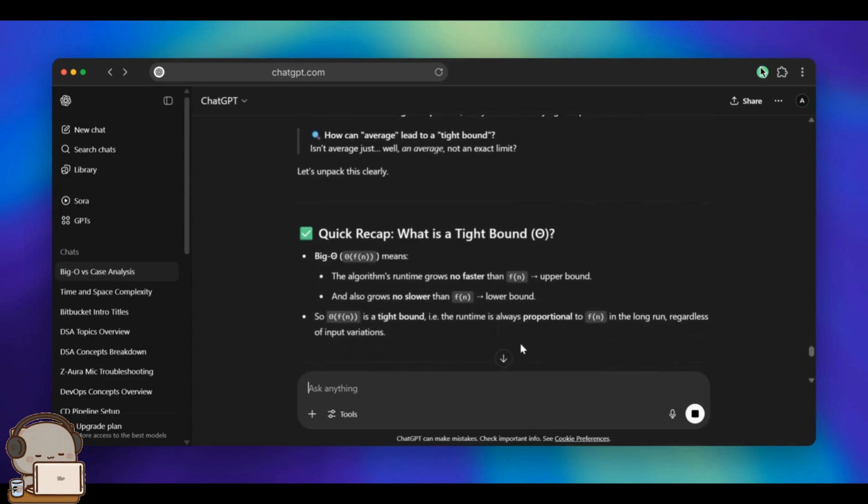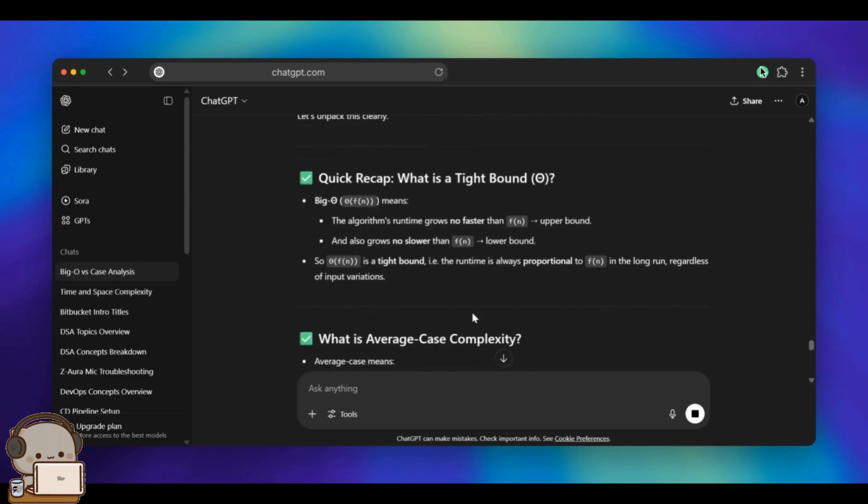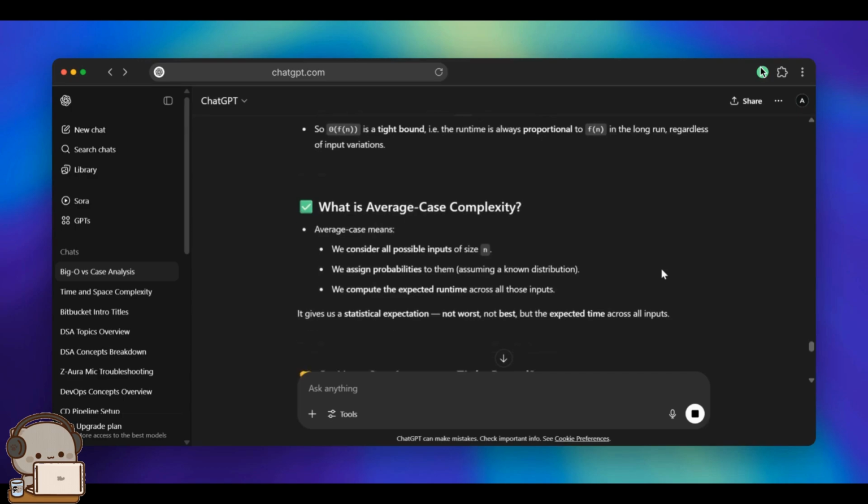The algorithm's runtime grows no faster than a function, which is the upper bound, and grows no slower than a function, which is the lower bound. So if f(n) is a tight bound, the runtime always is proportional to f(n) in the long run, regardless of input variations.